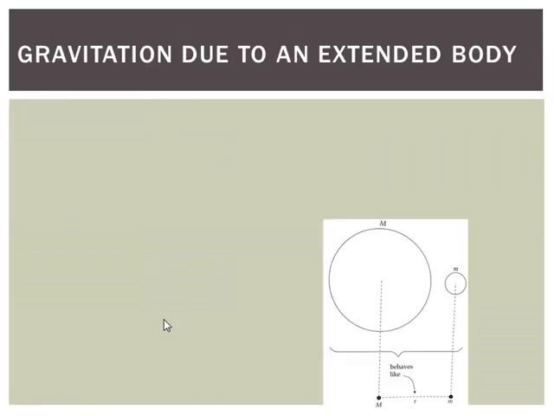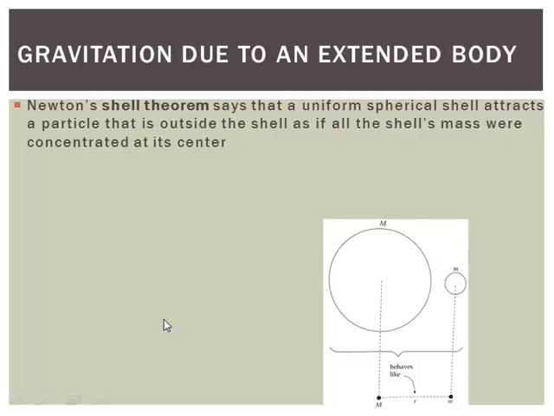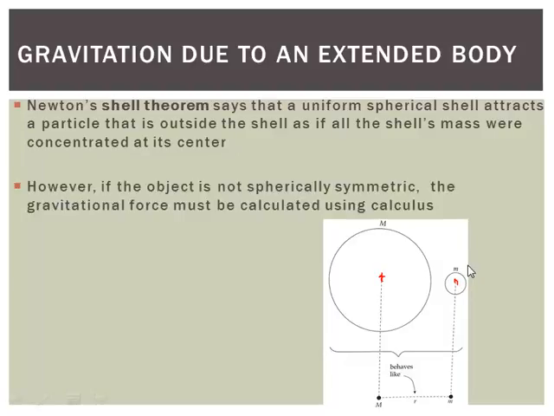The last type of problem we'll be doing is gravitation due to an extended body. Newton came up with something called the shell theorem, and it says that a uniform spherical shell attracts a particle that is outside the shell as if all of the shell's mass were concentrated at its center. So these two spheres attract each other as if all the mass is here and here. It makes our lives easier if it's a sphere. However, if the object is not spherically symmetric, the gravitational force must be calculated using calculus. That's what we're going to be doing on the next couple of slides.